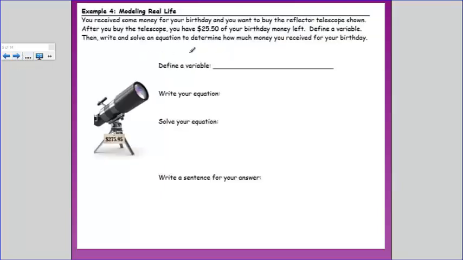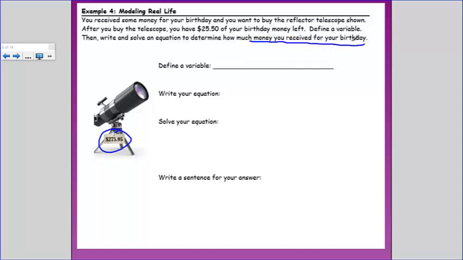Going on to the last one here, this combines the last two sections. It's a word problem. We need to put it in the order the events happen, and then we're going to solve it. Here we go. You received some money for your birthday, and you want to buy the reflector telescope shown. So there's our telescope. There's a price on it. After you buy the telescope, you have $25.50 of your birthday money left. Define a variable, then write and solve an equation to determine how much money you received for your birthday.